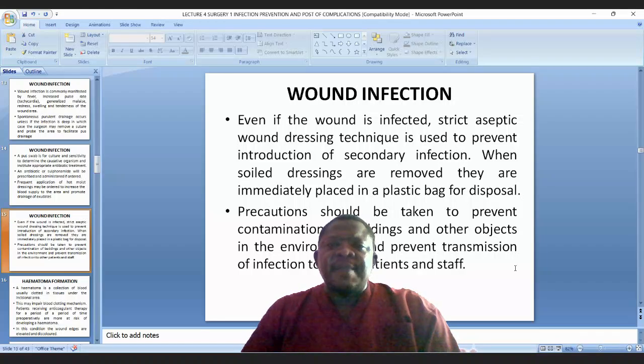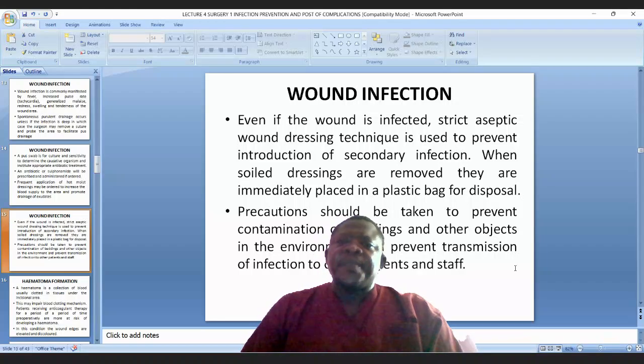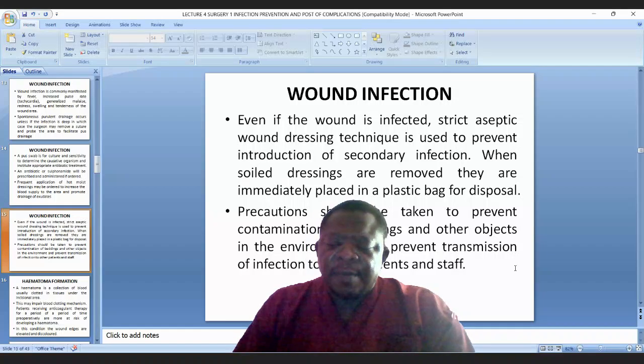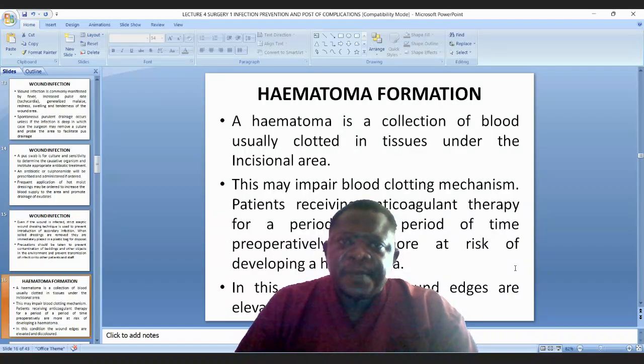Precautions should be taken to prevent contamination of beddings and other objects in the environment and prevent transmission of infection to other parts of the patient or the staff.